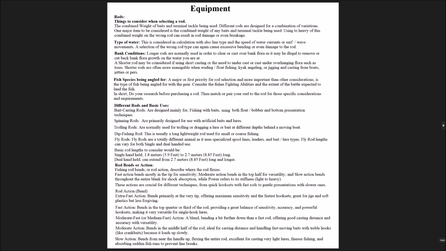Moderate action bends in the middle half of the rod, ideal for casting distances and handling fast-moving baits with treble hooks like crankbaits because it loads up slowly. Slow action bends from near the handle up, flexing the entire rod. Excellent for casting very light lures, finesse fishing, and absorbing sudden fish runs to prevent line breaks.